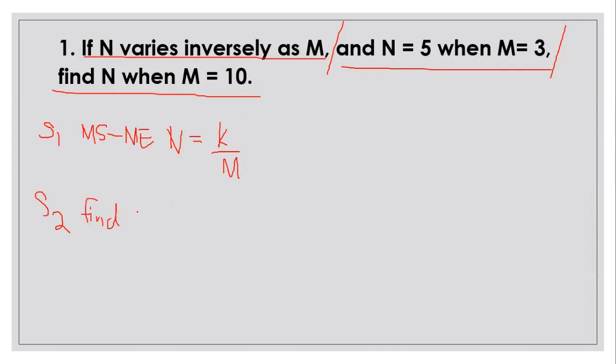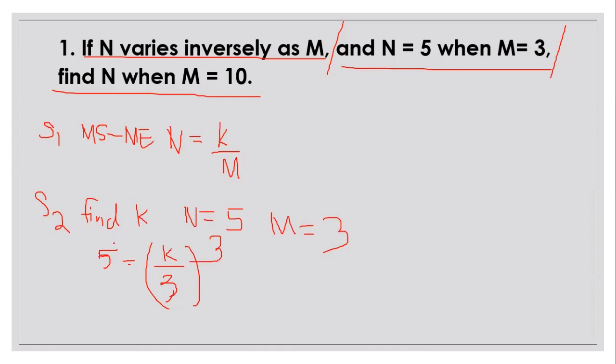So we have to find the value of the constant when n is equal to 5 and m is equal to 3. So our equation is 5 is equal to k over 3. So multiply both sides of this equation doon sa denominator na 3. So i-multiply natin. 3 times 5 is 15. Then k times 3 over 3, so cancel out. So our value for the constant is 15.